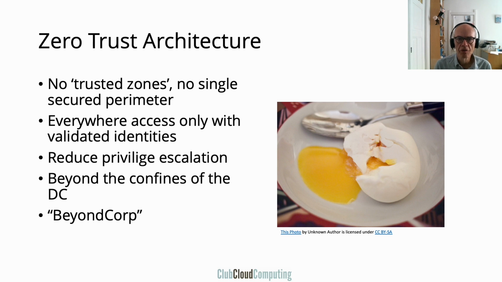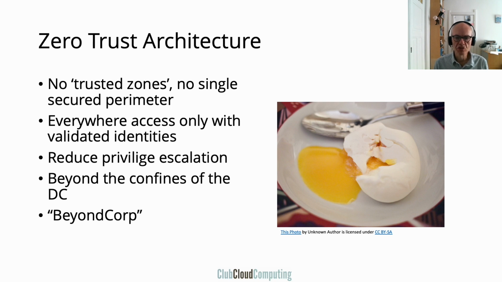The original idea of data center security was that there's a hard shell and a soft inside. Once you penetrate the hard shell, you have free reign. For a number of reasons, this model no longer works, because we cannot afford to have this soft inside, not even if it's split up in different zones. So the whole idea of zero trust architecture is that there are no trusted zones. There is no single secured perimeter. Everything needs to have a controlled access with validated identities of people, of devices, of locations.